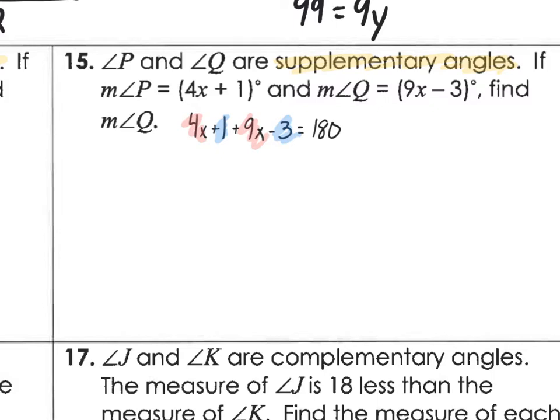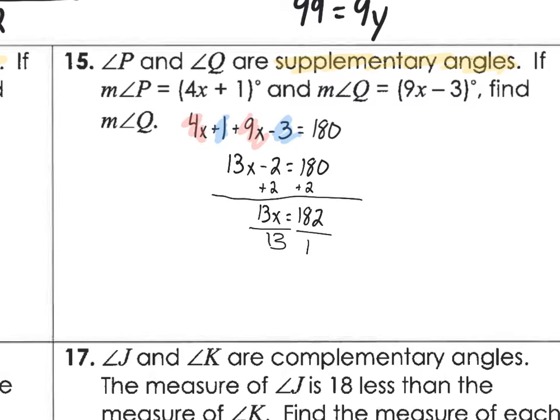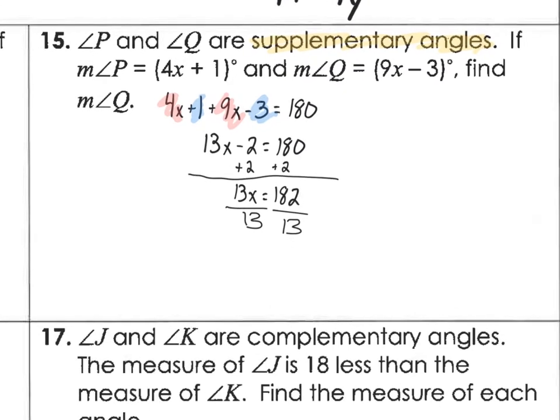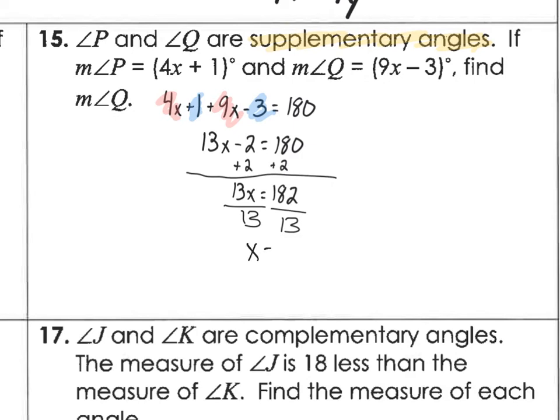So 4 plus 9 gives us, and 1 minus 3 gives us. Okay. Very good. Good. 13x equals 182. We do our last step here in our equation, and we get x equals 14. Is that our final answer? No, we need to find q.